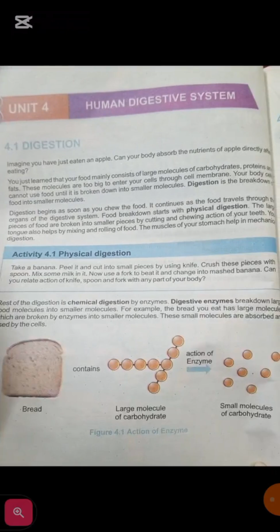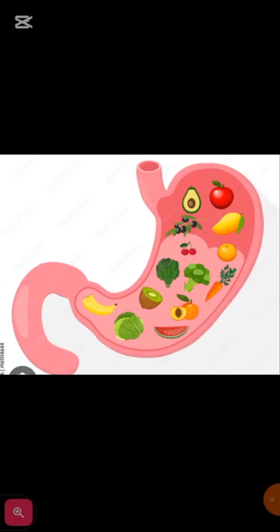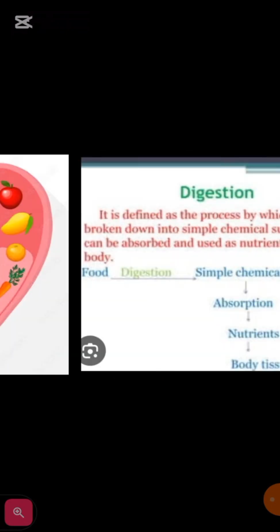Like all the living things, we need food, but the food we eat consists of larger particles. These particles are large enough that they cannot enter into the cell. That's why they need to be broken down into smaller pieces. The process by which the food is broken down into smaller particles or smaller pieces is called digestion. After digestion, the food is converted into smaller pieces and absorbed into the blood and reaches towards the cells.